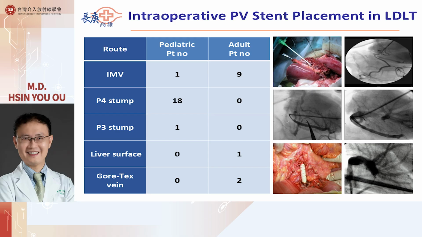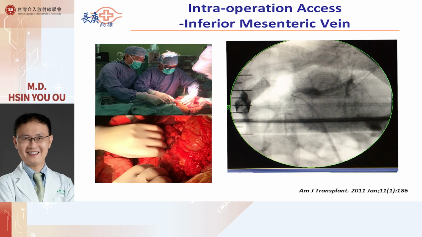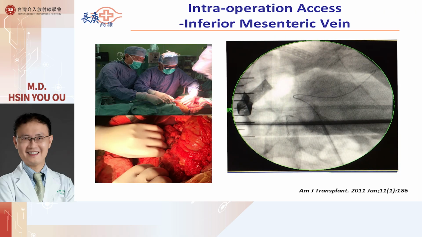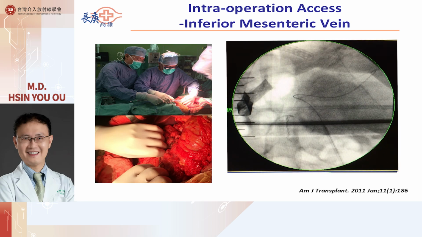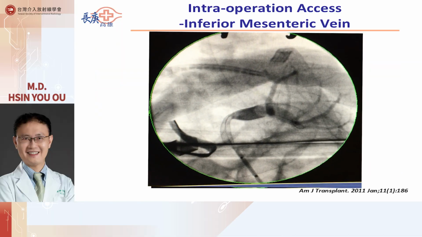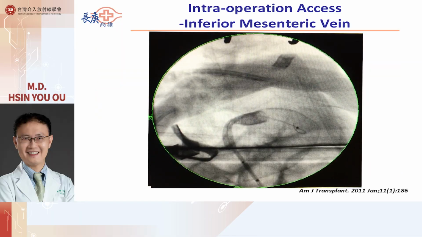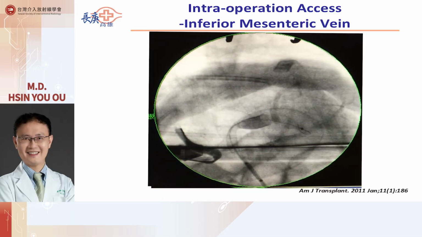Most commonly, we use the jejunal vein or IMV to put in the angiocath and then do the forward stenting. But sometimes, in a difficult case, we will use direct puncture, the Gore-Tex, or go from the liver surface. Like our first case, we used the IMV approach, and after the guidewire was put into the liver, you can put a stent, and after the stent, it makes a very good portal inflow.